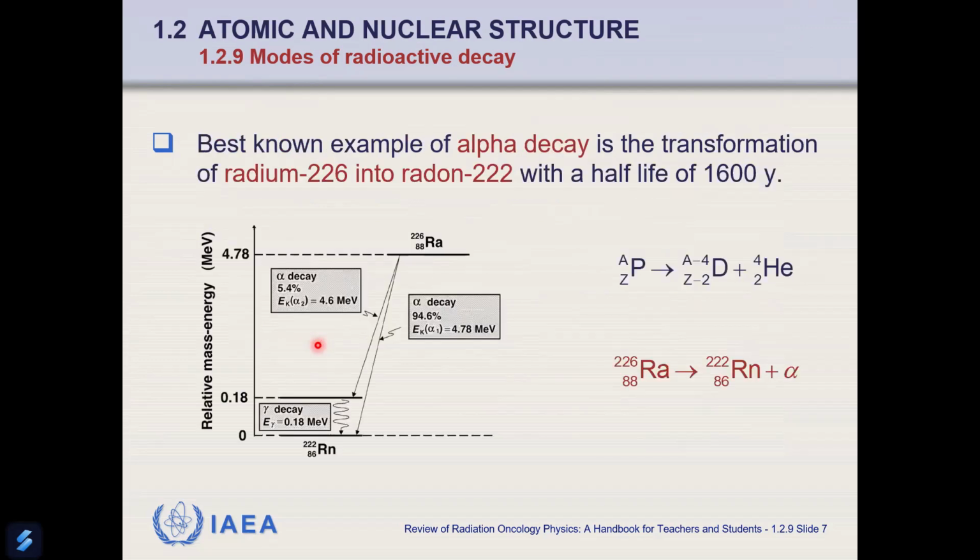An example is the decay of radium-226 to radon-222. Radium has a mass number of 226 and an atomic number of 88. The mass number would decrease by 4 and the atomic number by 2, so this would be 222 and 86. If you look up the periodic table, that corresponds to the atom radon. And of course there's an alpha particle, which is a helium nucleus. Radium-226 has a half-life of 1,600 years.